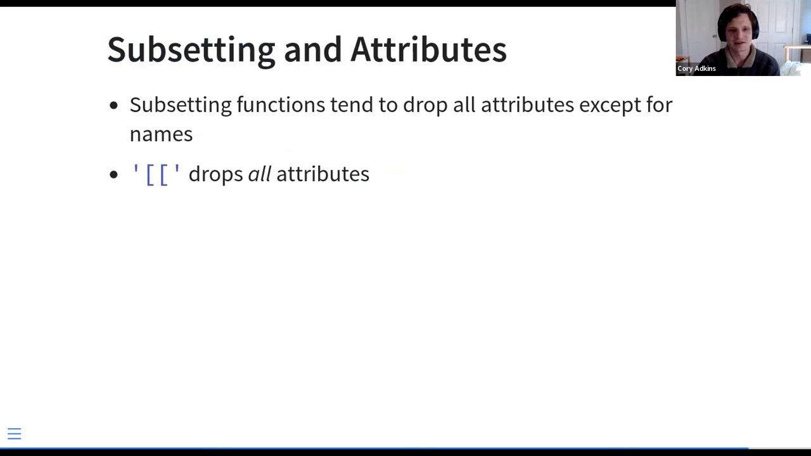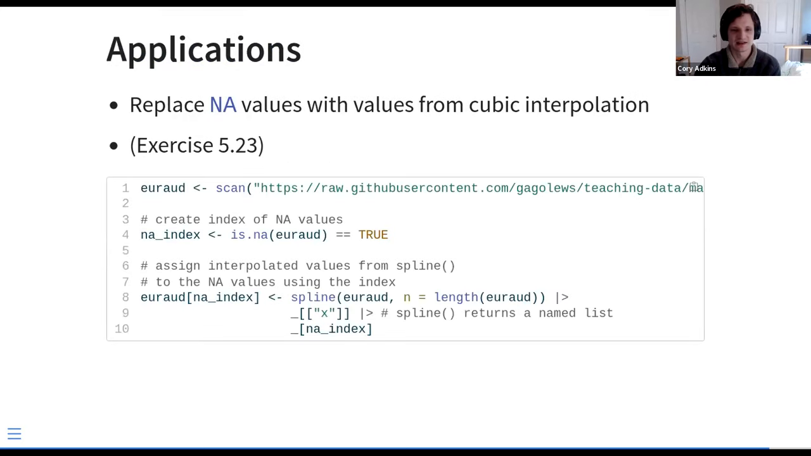Just a note here: subsetting drops all attributes, even names, I think. So that's something to keep in mind.